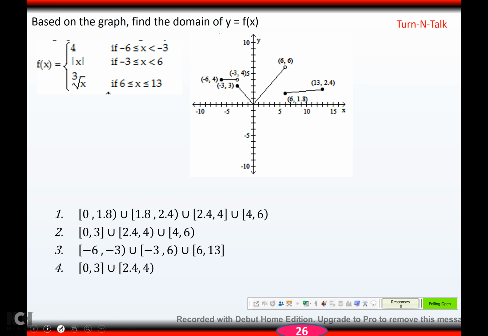Try this next one. Hit pause. Come back when you're ready. They want the domain. They're giving you the picture. And you should get this. Your domain: the leftmost x coordinate is -6, right? We've got a filled in circle and a gap here, so we've got to stop at -3. That's not included. Then this one is included, and it goes all the way to 6, but does not include the 6. And then it starts again at 6, which includes the 6, and goes to 13 and includes that, because those are both filled in. Okay?